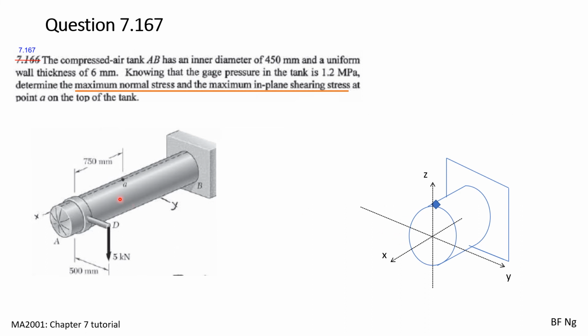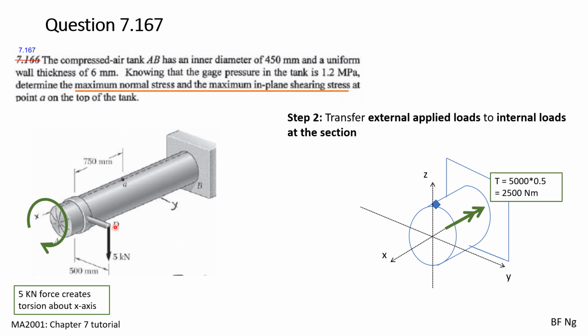We then transfer the external loadings to the internal loadings at this section. First, we look at the x-axis, which is along this axis. This external force, 5 kilonewtons, will create a torque about the x-axis. And using the right-hand rule, we can draw the arrows with double arrowhead as such. This torque is 5 kilonewtons times 500 mm, which gives us 2,500 Newton meters.